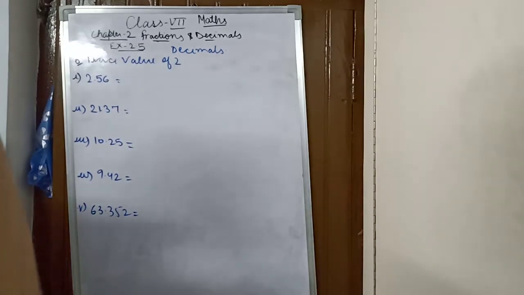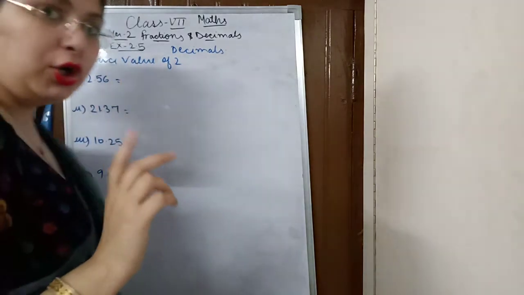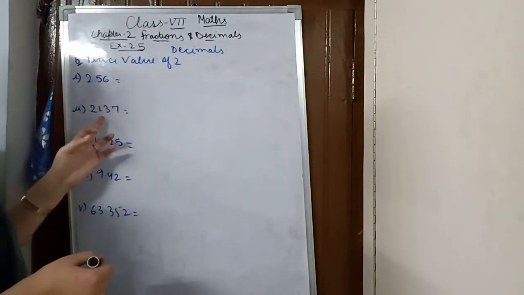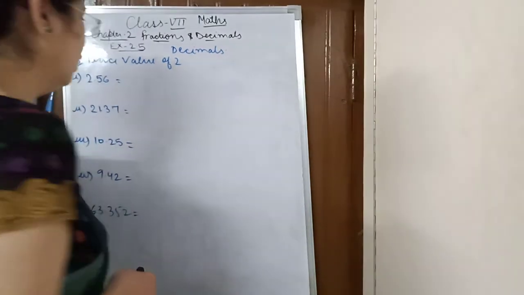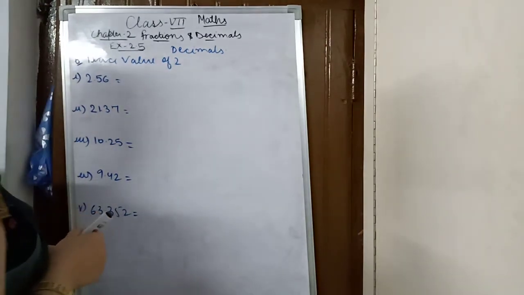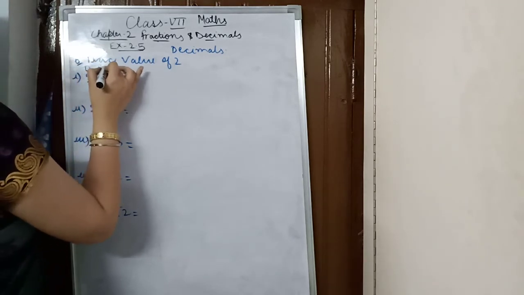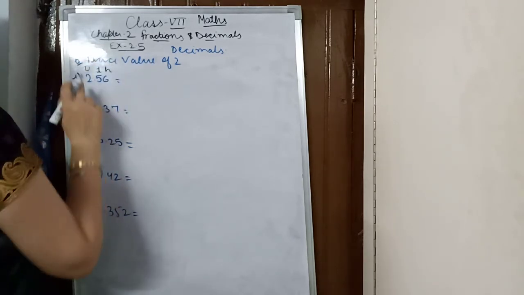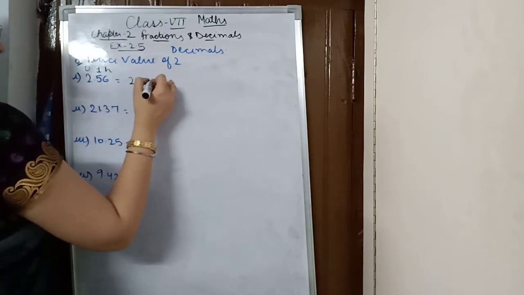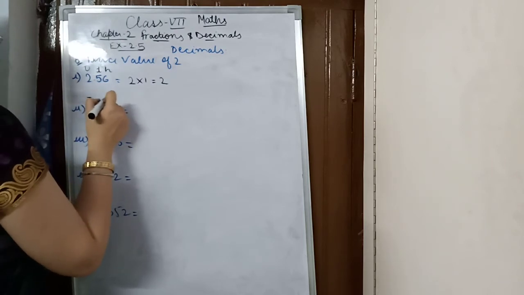See students, now in question number 6 what they are saying, you have to find the place value of 2. So in all of these parts digit 2 is there, but digit 2 is there at different positions. So first of all we will write their place value like this. This is ones, this is 10th and this is 100th. So 2 is at ones position, the place value of 2 will remain 2. 2 into 1 ultimately equal to 2.